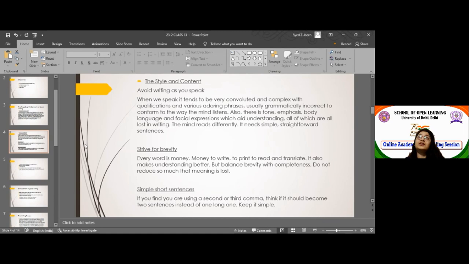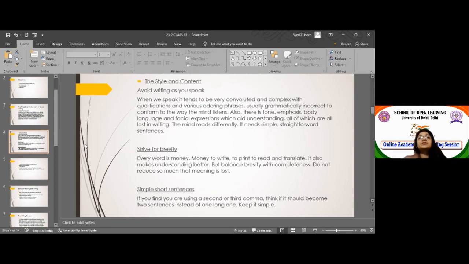and then find the other person getting confused, or he or she may have perhaps misinterpreted what you're saying. Just write what you want to write, right? Do not write extra, do not write something that makes no sense, do not write something that's not even connected to what has been asked of you. All right. Then simple short sentences. If you find you are using a second or a third comma, think it should become 2 sentences instead of one long one. Keep it simple.